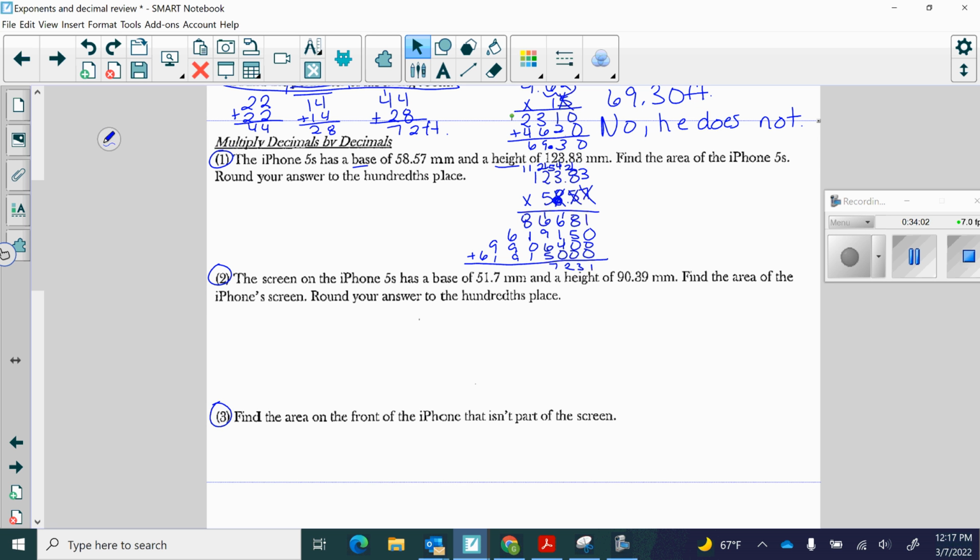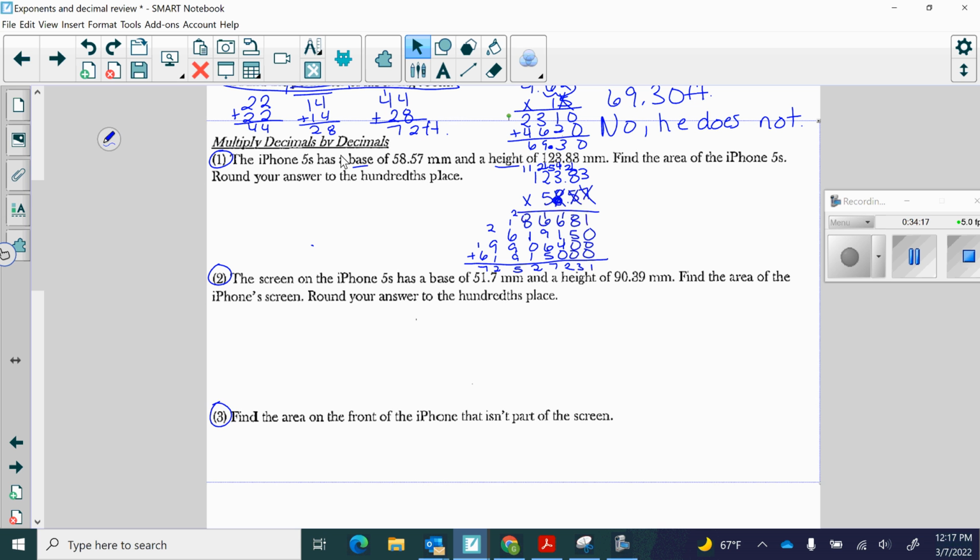22, 27, 10, 12, 25, 12, 7. So I get 7,000, no commas yet. 7, 2, 5, 5, 2, 7, 2, 3, 1. There are 2 numbers after each decimal, so there should be 4 numbers after the decimal in my answer. And I get 72,552 and 7231 after the decimal.